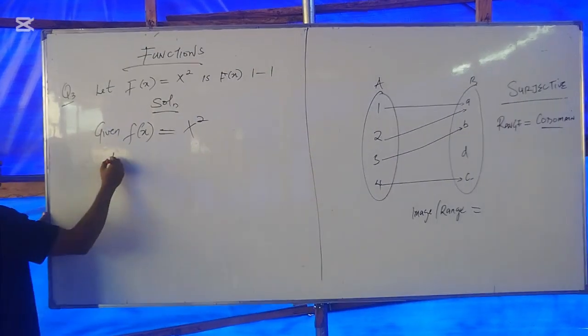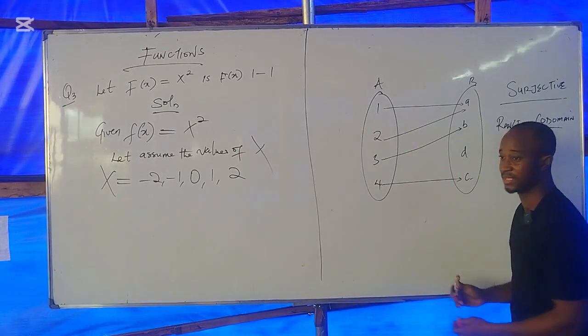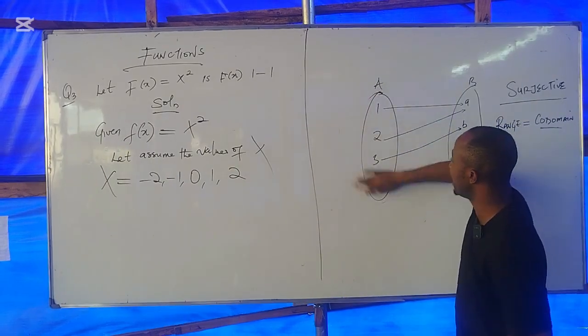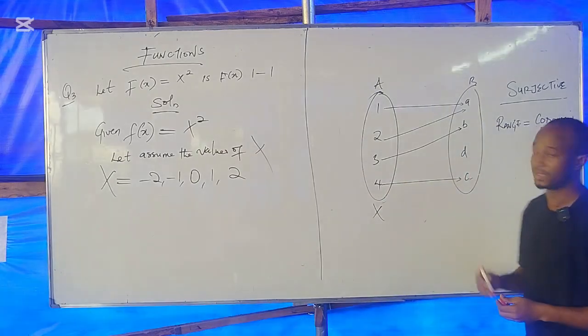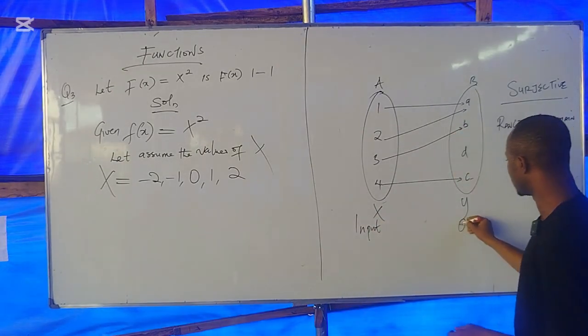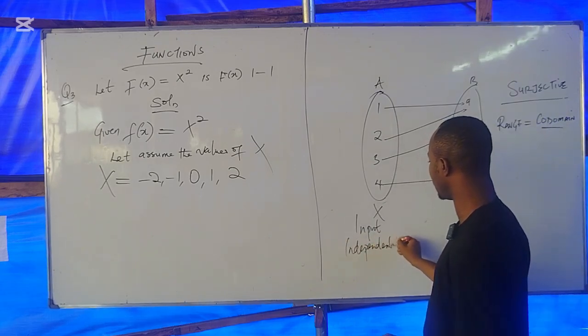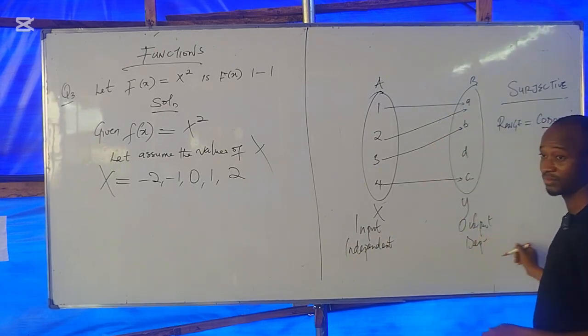Like for example, let's assume the values of x are -2, -1, 0, 1, and 2. Are you following? Once we are talking about a mapping function, listen please: the domain represents your x, and this represents your y. This is also called your inputs, and these are your outputs. This is your independent variable, and this is your dependent variable. Do you get the concept?